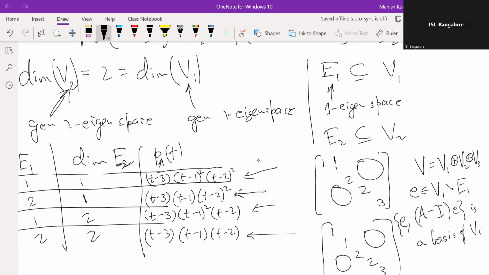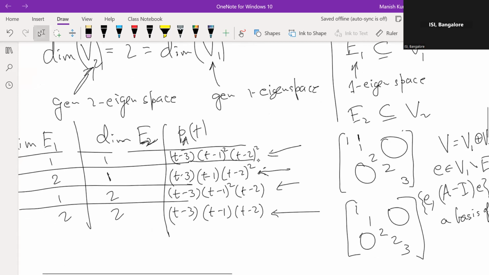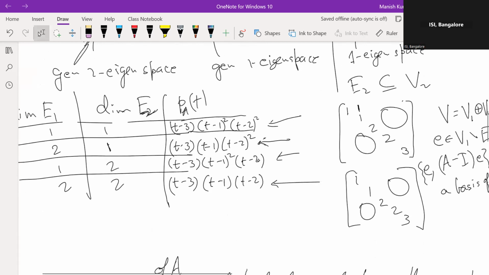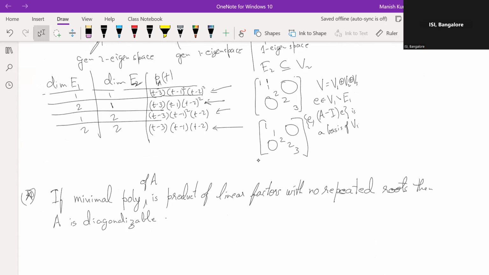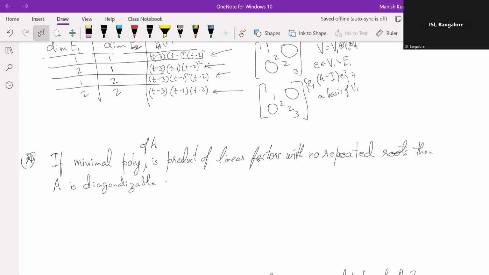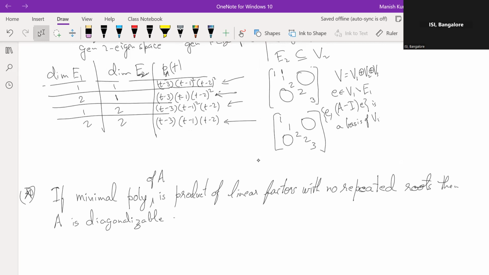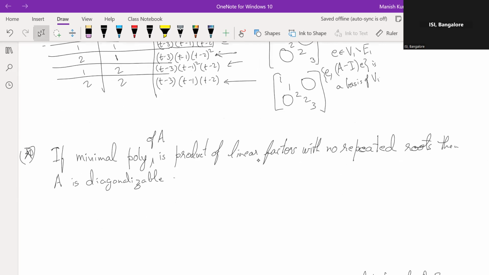So from this observation, we can figure out something. The first observation is this result which I've written. If the minimal polynomial of A is a product of linear factors with no repeated roots, then A is diagonalizable. Okay. So how will you prove this? In this example it is clear, but how will you prove this in general?